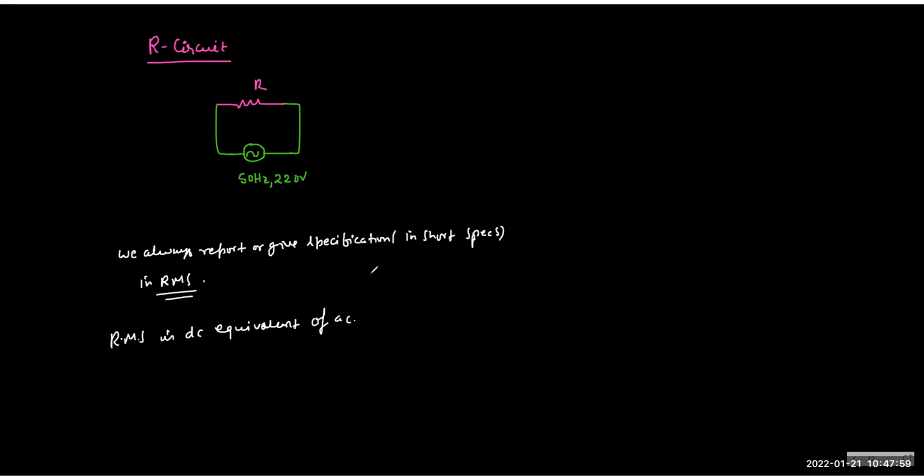So to convert this into a mathematical formula, we need omega, which is 2 pi f, and we need E max. And we know the relation that E RMS by definition is E naught by root 2. So to get the maximum value, we can write 220 root 2 volt. You can just leave it like this also.